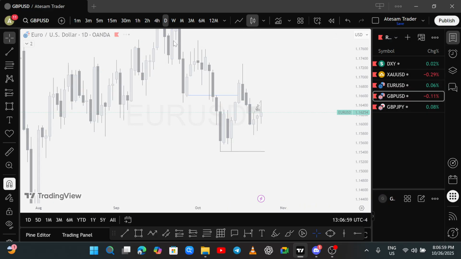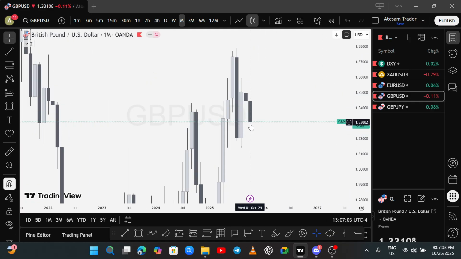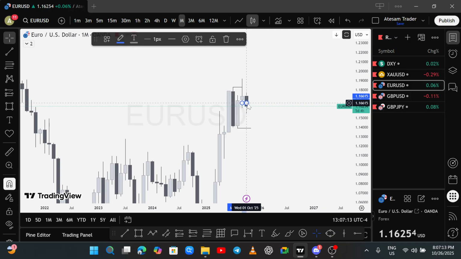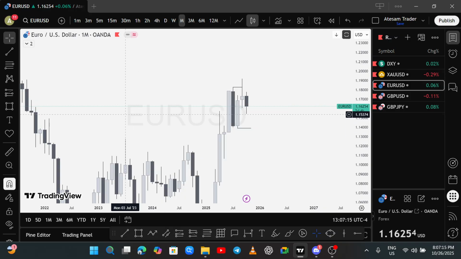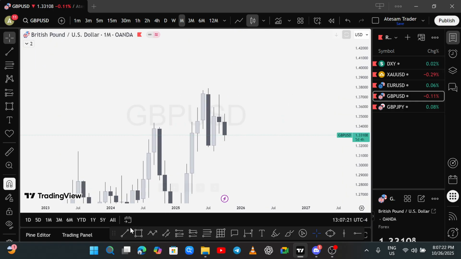Okay. Come to the GBP USD, what do we have? GBP USD is a bit weaker. If you see this monthly close, we are now below the previous month low. If you see Euro USD, what do we have? We are struggling to close below this previous month low. That means Euro USD is stronger than GBP USD. So we have SMT here with GU.